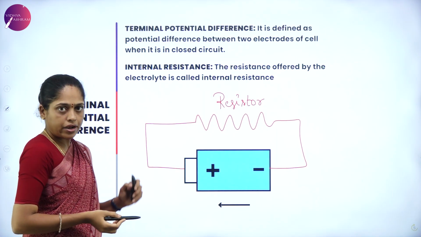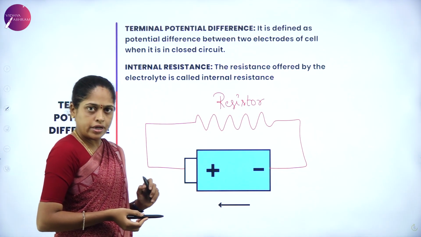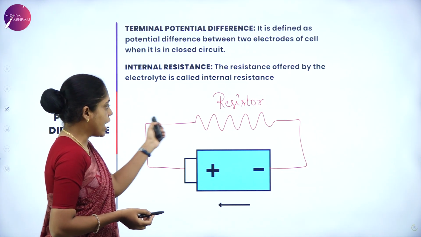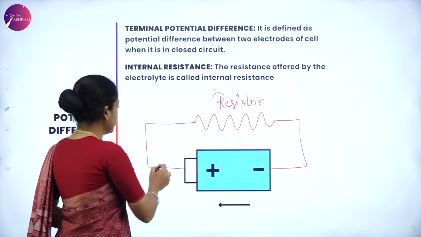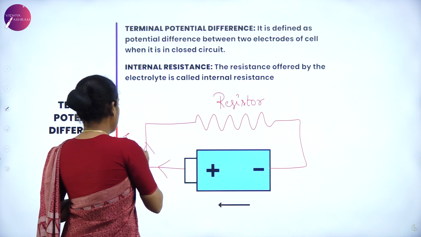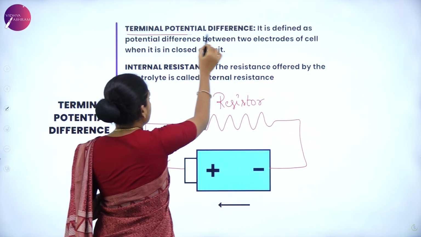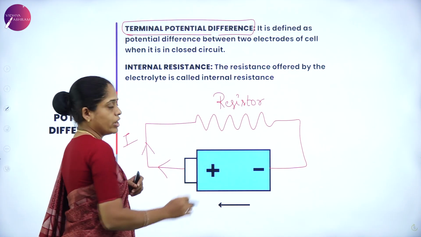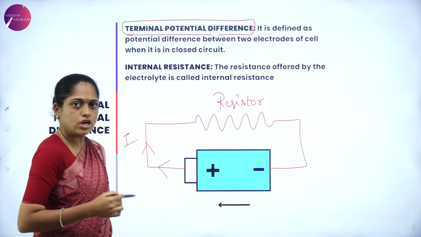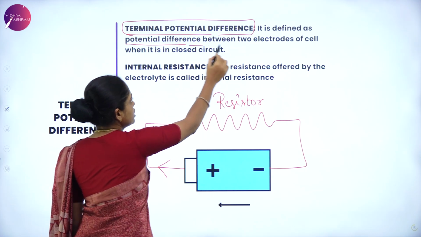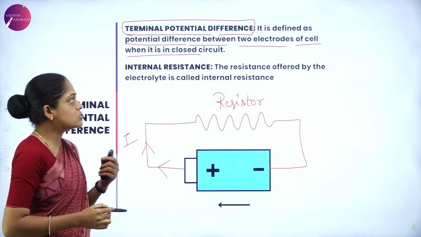Now, the same battery is connected to a passive component. Example here is a resistor. Now, here we have a closed path for the flow of charges. So, the current is drawn from the cell. When the current is drawn from the cell, the potential difference across the cell is known as terminal potential difference. So, what is terminal potential difference? The potential difference between the two electrodes of a cell when it is in closed circuit.